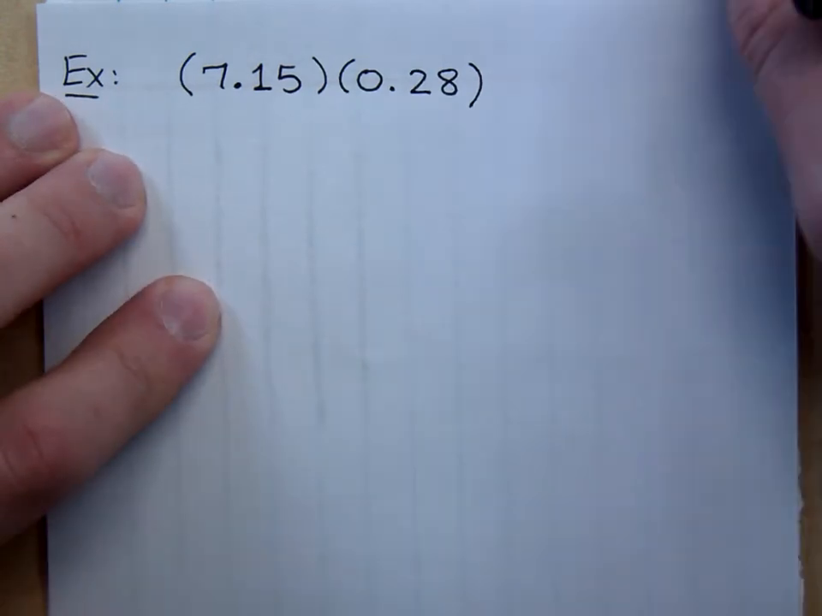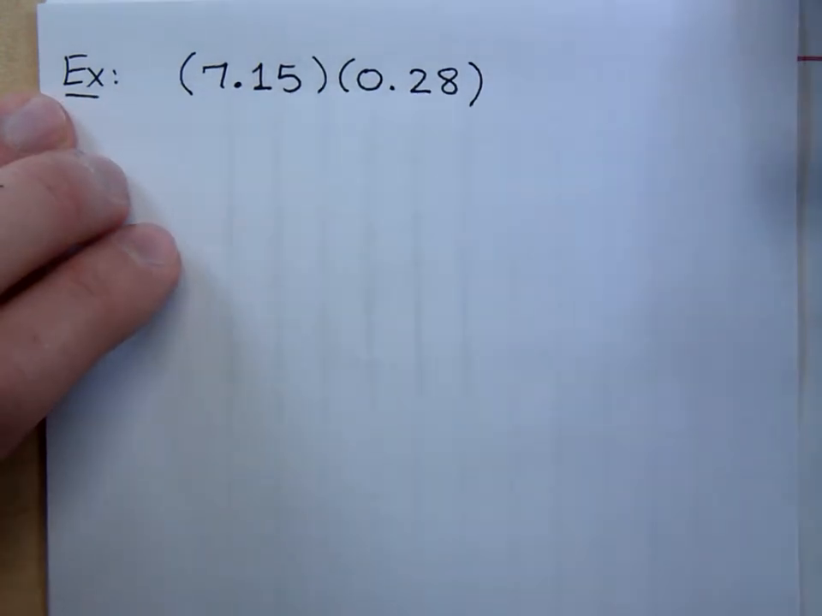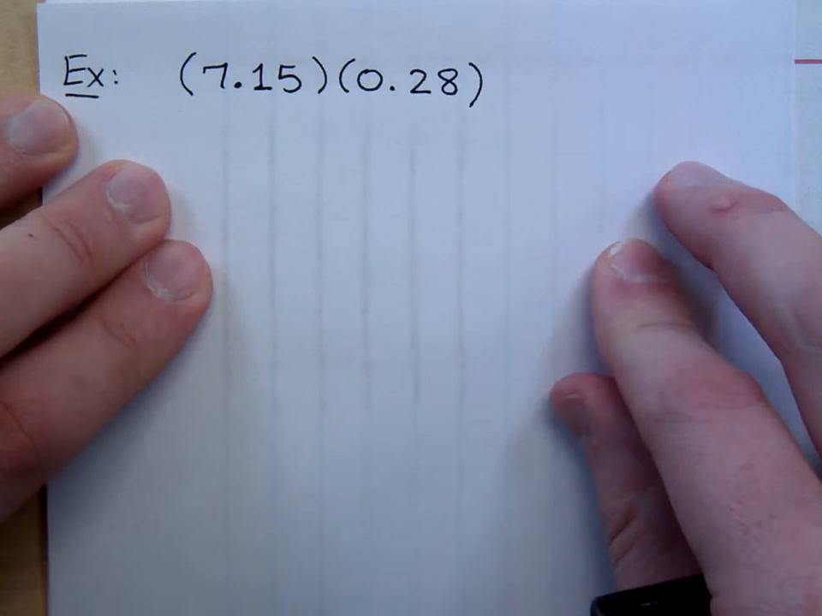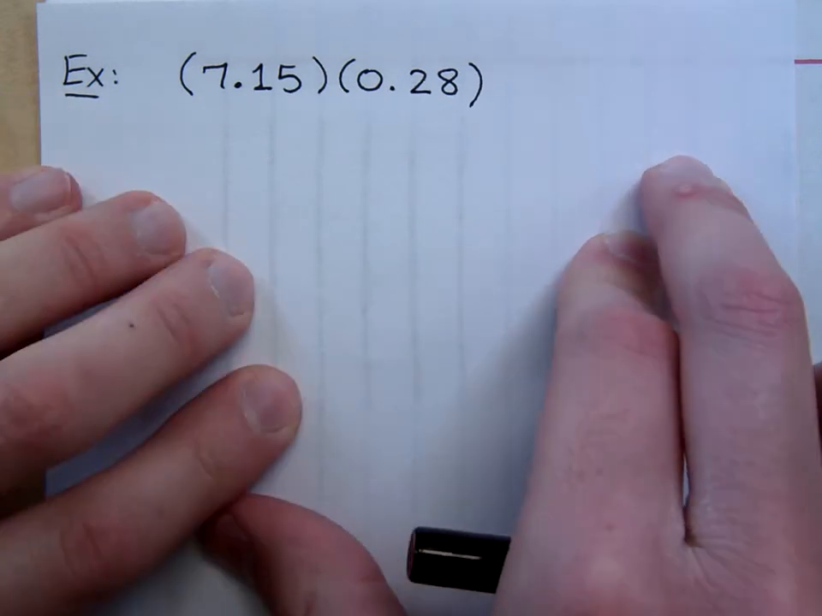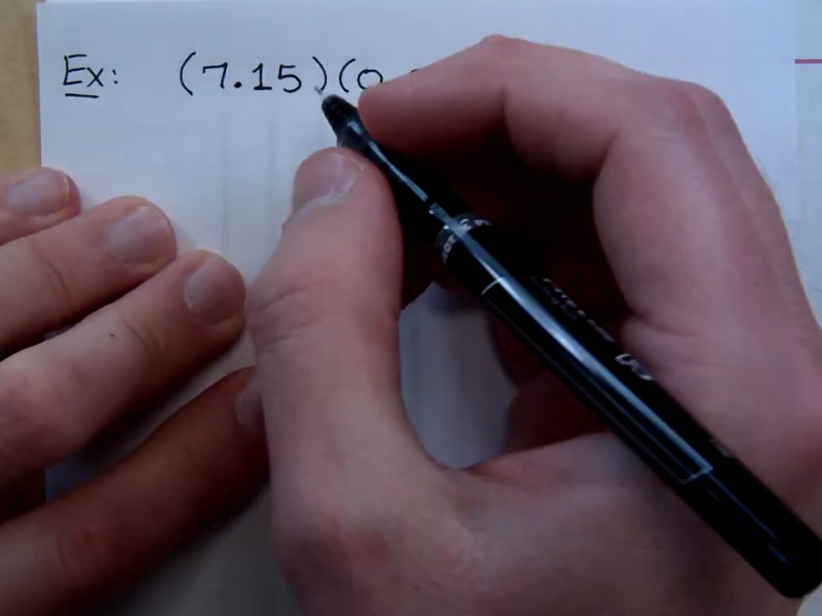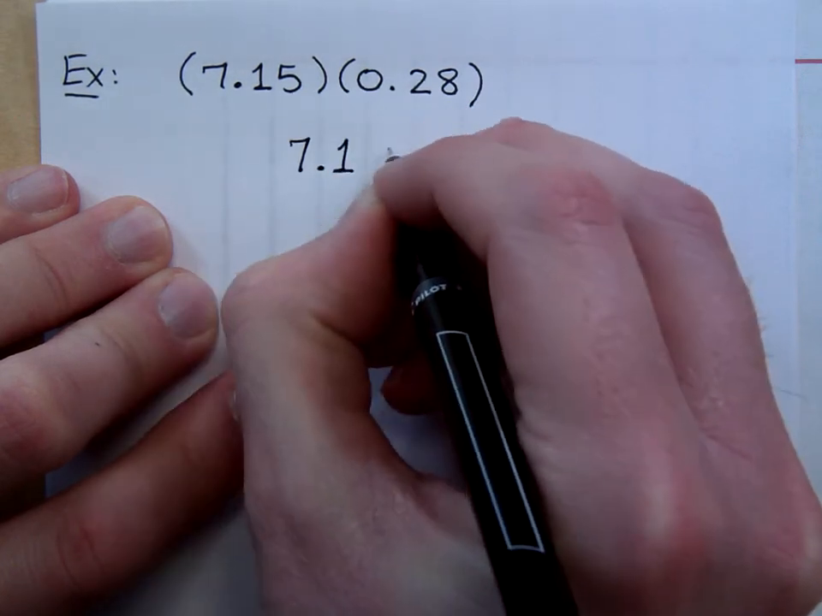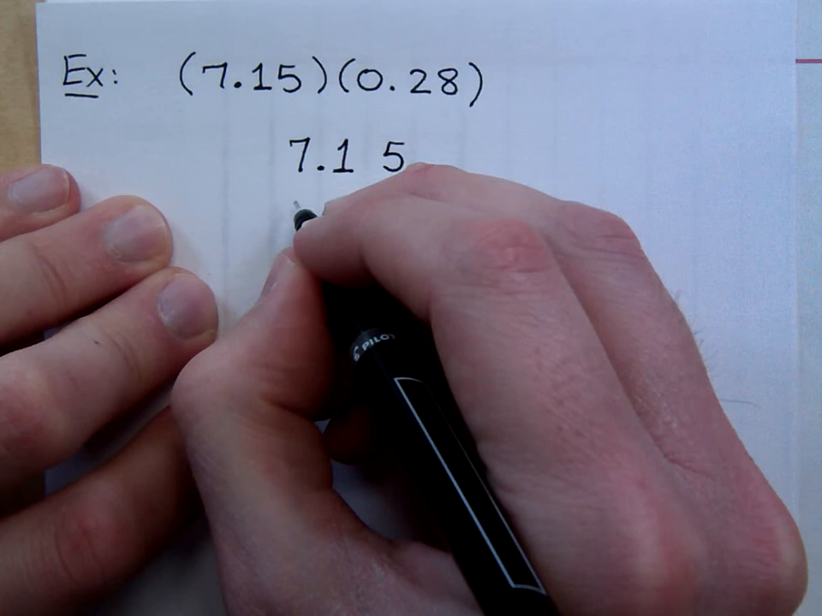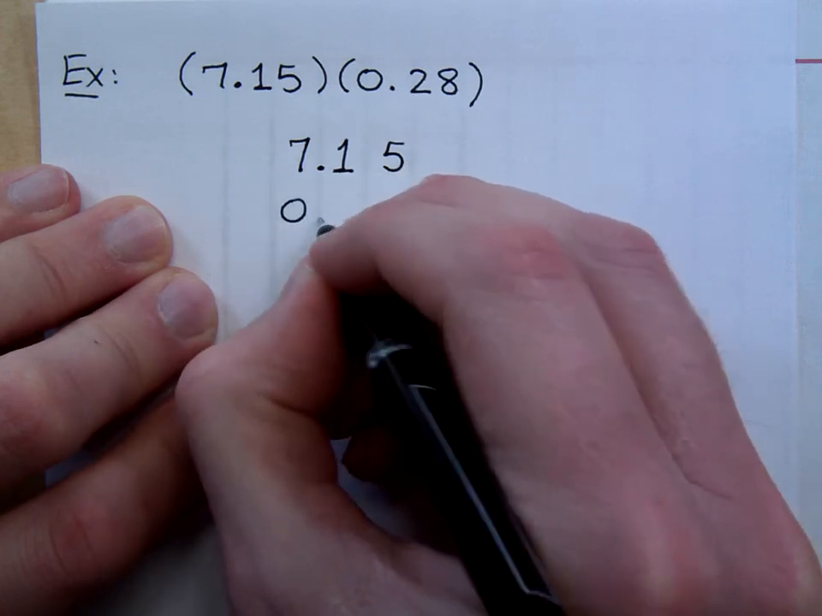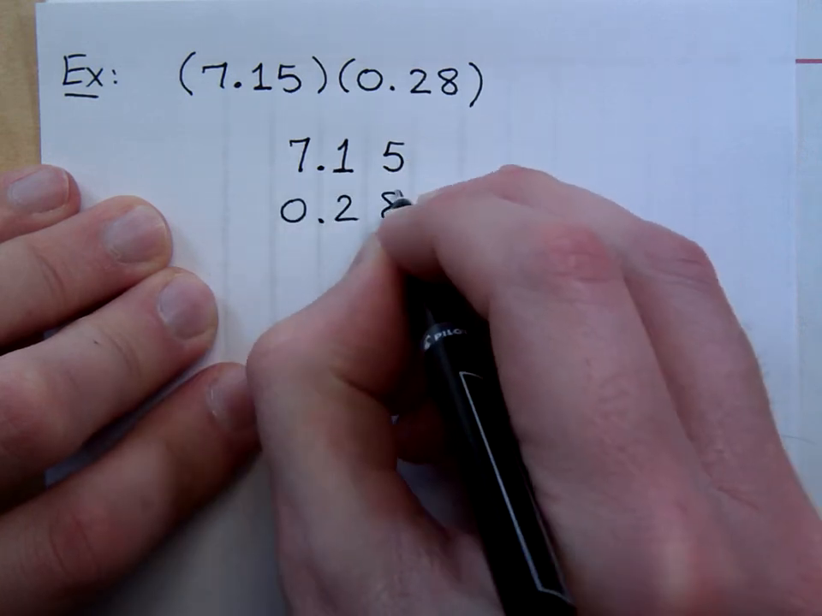What number would you put on top of the multiplication process? I put the 715 on top. That's just how I go about doing these. So 7.15, and I have the 0.28.